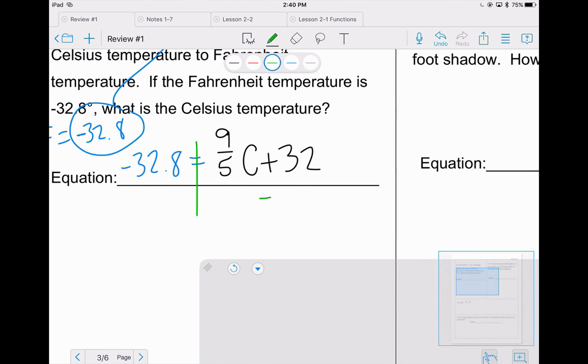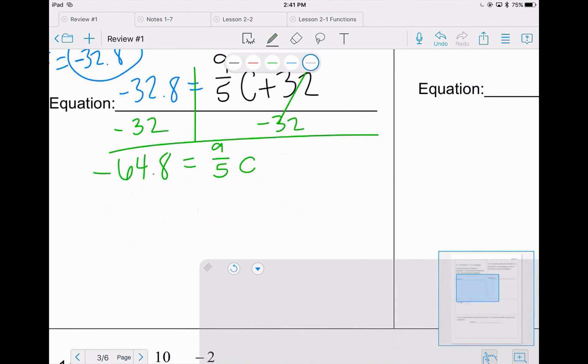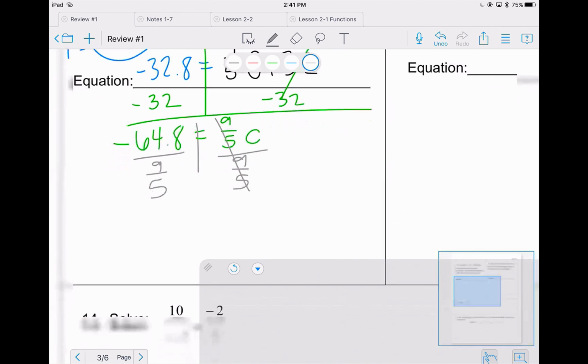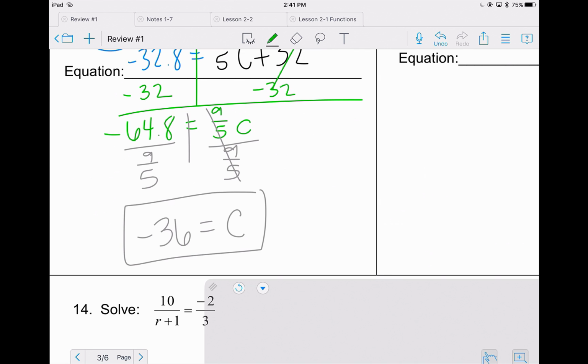To solve, I subtract 32 from both sides. So negative 64.8 equals 9/5 C. And then divide both sides by 9/5. Remember, this is super important to do and use your calculator with. When you use your calculator, you get negative 36 for C. So make sure you use that calculator, especially on those fractions.